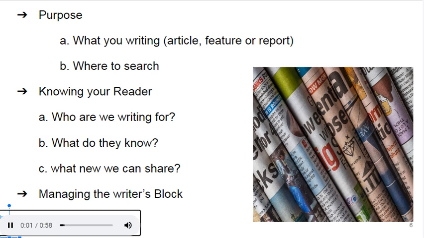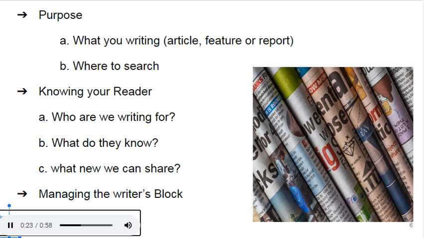Next is purpose. What is the purpose of writing? Why are we writing it? Why are we talking about this subject? And what is the format we are using for this particular subject? If the writer knows these two things, it becomes very easy for the writer to search in that direction.